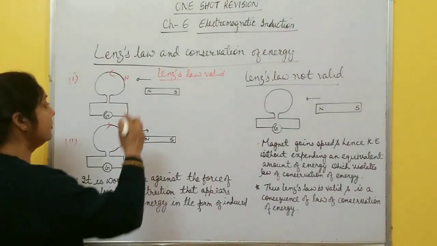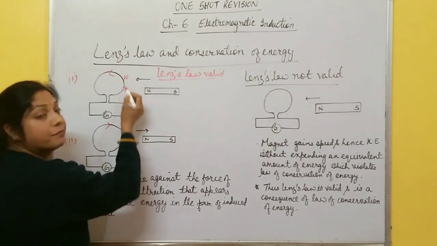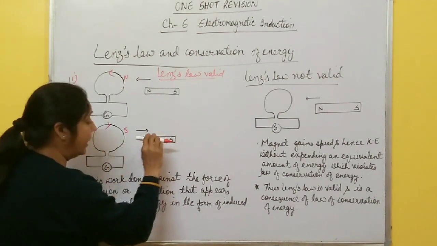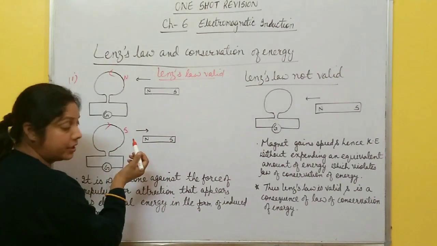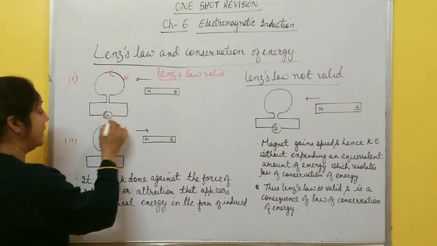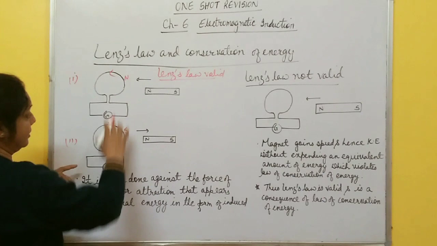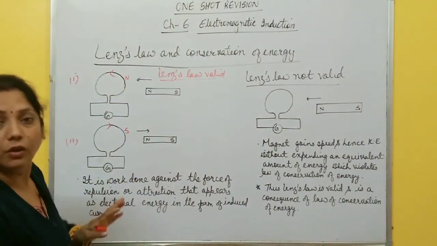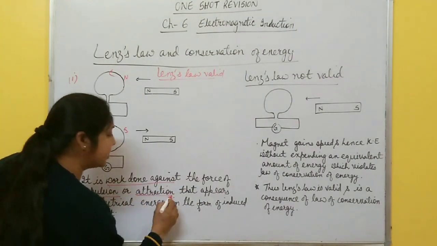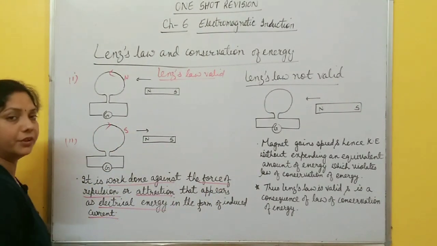Now here we are moving the magnet towards the coil against this force of repulsion. Here again we are moving the magnet away from the coil against this force of attraction. It means we are applying some work, and that work appears as electrical energy in this circuit in the form of induced current. So this is in accordance with the law of conservation of energy: work done against the force of repulsion or attraction, whatever it is, appears as electrical energy in the form of induced current.